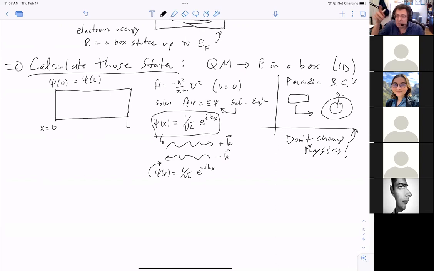Because if you integrate them, psi star psi, psi 1 star, psi 2 integrated over L, they would go to 0. That's right, because it would be a periodic function. So that's right. They're orthogonal. So these are orthogonal states.